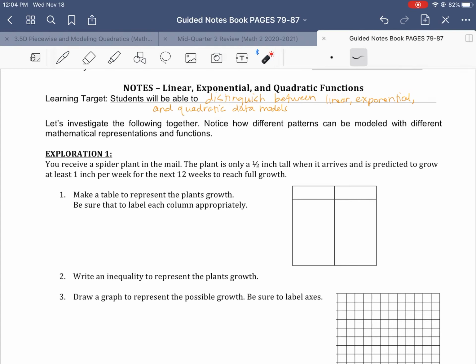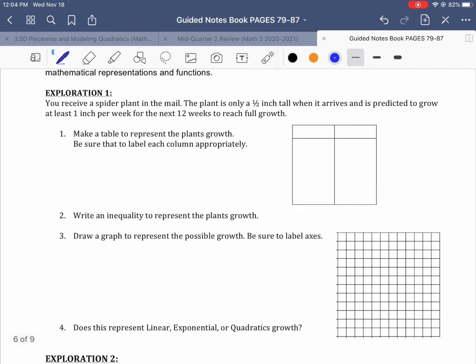So your goal today is that you'll be able to distinguish between linear, exponential, and quadratic data models. Data models would be things like a table. Can you tell what kind of function it is if we put some data in a table, on a graph, or in the equation? The graph ones maybe are the easiest, the equations maybe second, and the table might be less familiar, but we're going to look at that today.